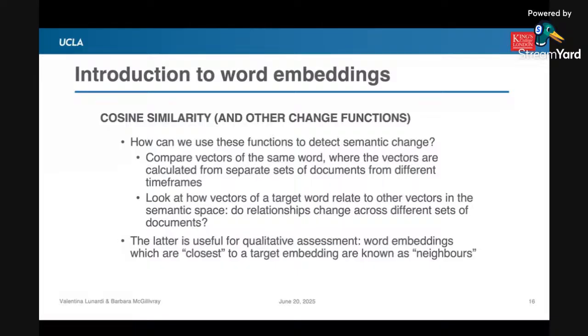The other thing you can do, and that's more for a qualitative assessment, is see how the vectors of a target word relate to the other vectors in space. So if the relationships change across different sets of documents, then that might signal a change in meaning, or at least in usage.